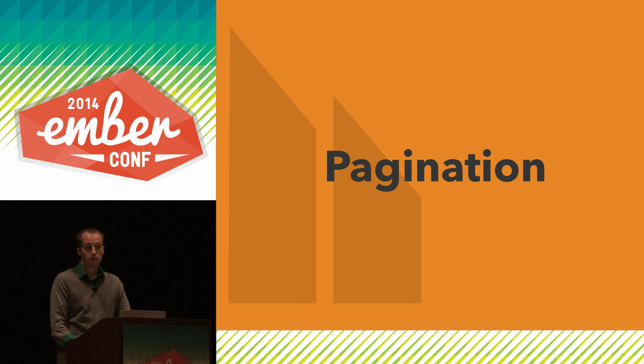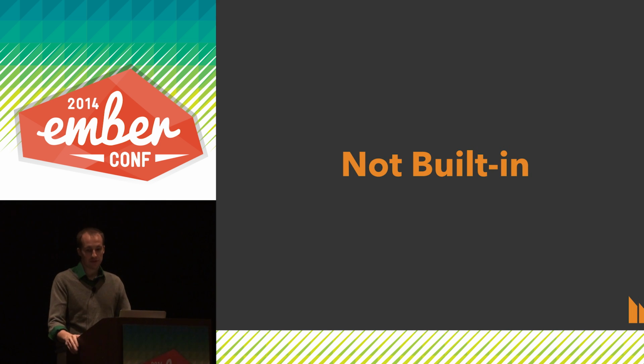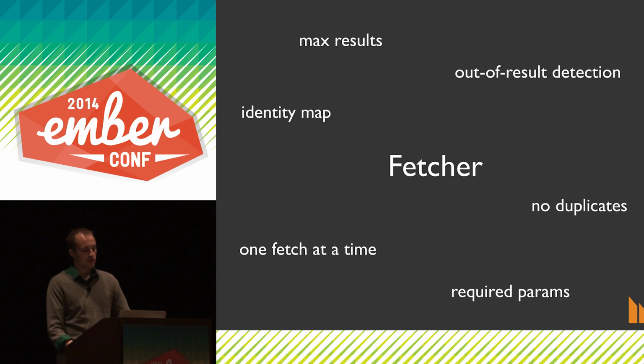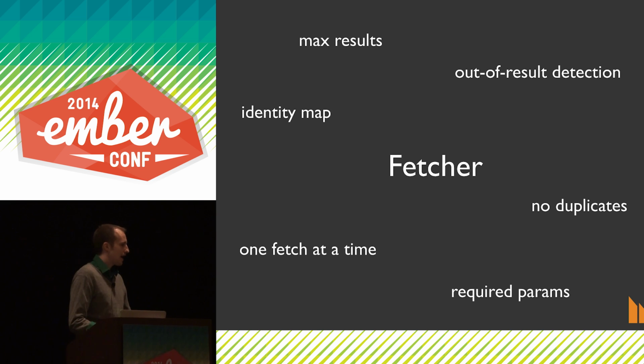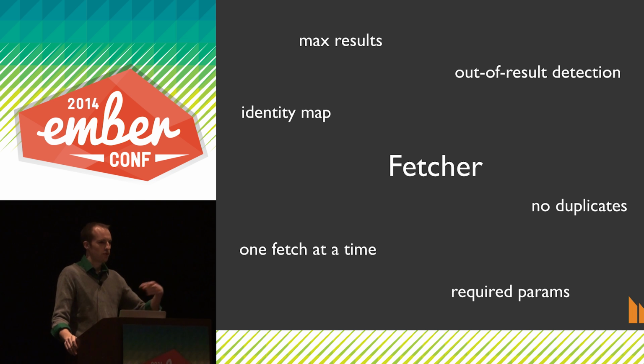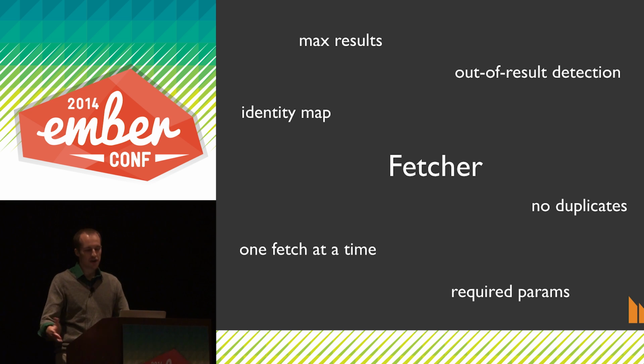So pagination is another really hard thing to do with Ember Data right now because it's not built in. And I built my own model for it called the Fetcher, and it handles all these things for me automatically. So it makes sure that I never go past a maximum result set because the different APIs, I know how many results they can possibly provide me. And I don't want to make queries past it and be a bad citizen of their API and get banned or whatever, although it still might happen. It does out-of-result detection, so if I get back less results than I asked for, I know that must be the end of the data set.